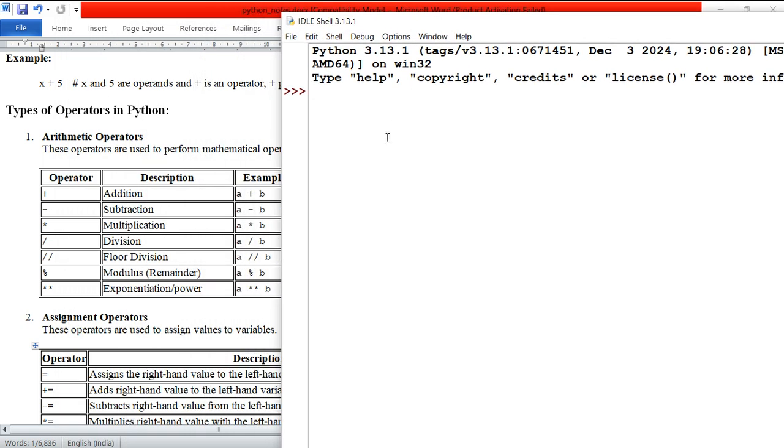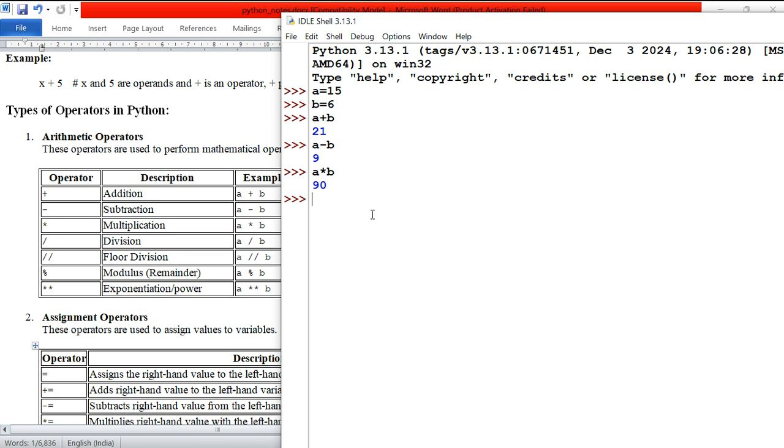For example, a is equal to 15 and b is equal to 6, assume. So what is the answer of a plus b you will get here? It is 21. 15 plus 6 is 21. Similarly, a minus b, a multiplied by b. Now I am going to explain from here the division operator, then the floor division operator, modulus, and this one. This is very important to understand.